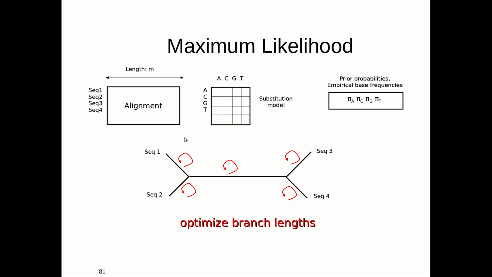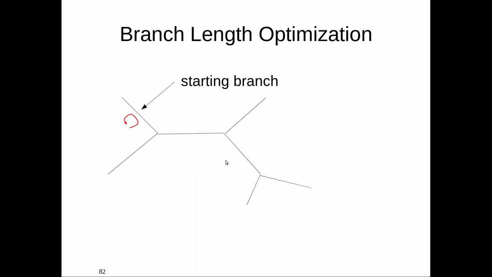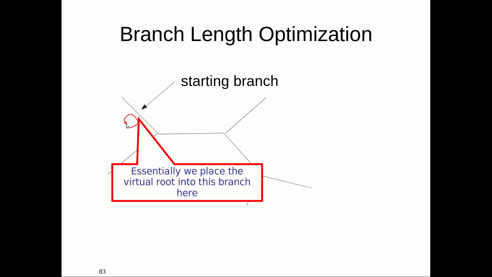another thing to mention here, of course, in order to get the maximum likelihood value of this specific tree topology, we also need to optimize our branch lengths. So we need to optimize each branch length individually to maximize the likelihood. And so this is how that works. We select a starting branch here, and we start optimizing it. Essentially this means that we place the virtual root into this branch here, and then start altering the branch length, and then pick that branch length that optimizes the likelihood.